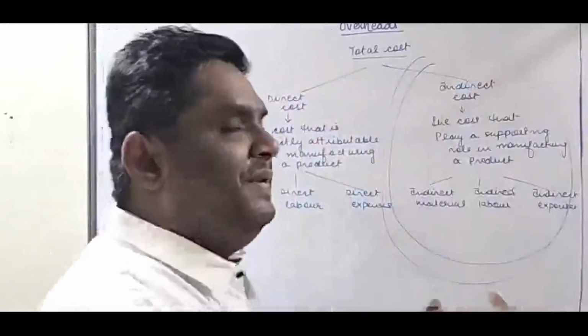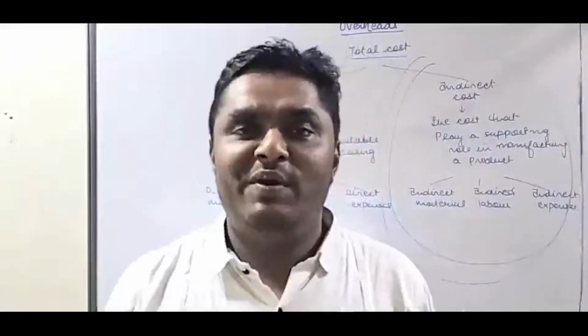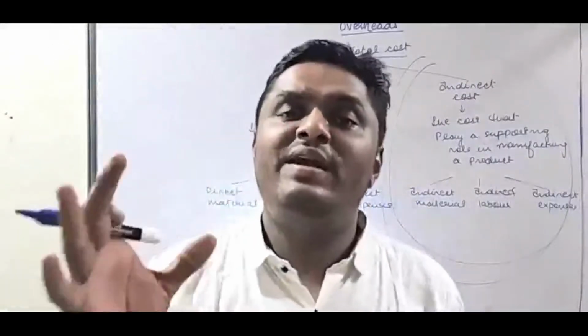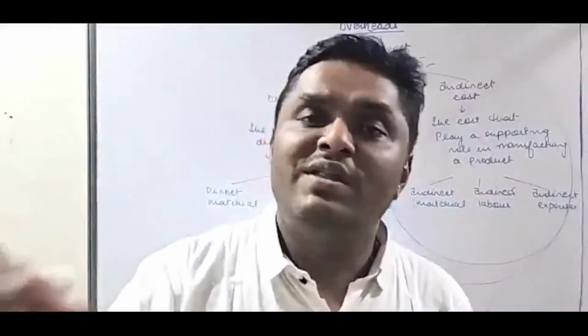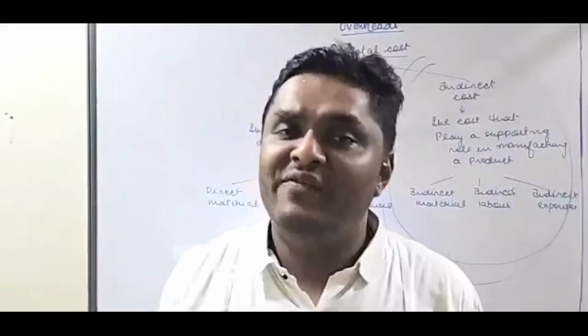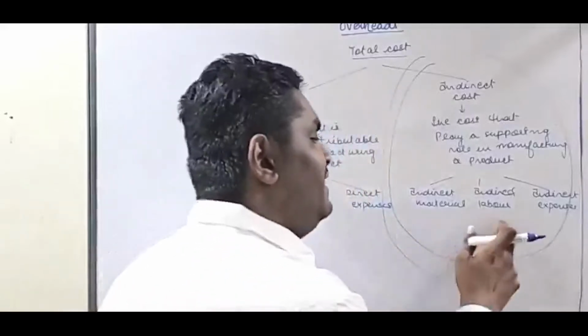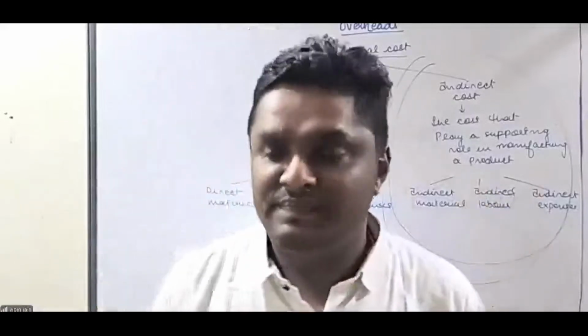That is the cost that plays a supporting role in manufacturing a product. So what are overheads? Very simple, the indirect costs are overhead. What are indirect costs? The costs that play a supporting role in manufacturing a product. And what all costs are covered? Indirect material, indirect labor, and indirect expenses.